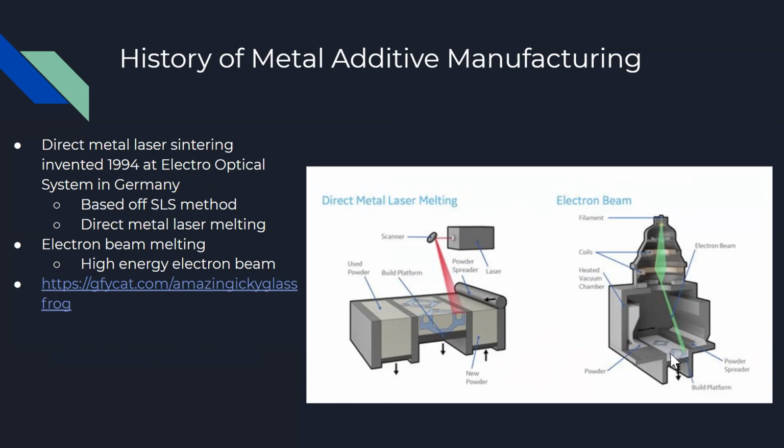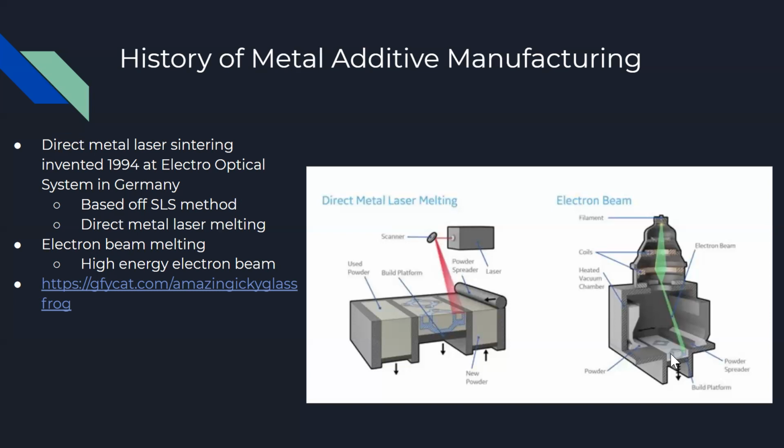Direct metal laser melting is a variant of the sintering method, as we previously discussed. Whether you do sintering or melting usually depends on the material being used. Some metals have much higher melting temperatures, so you're going to use sintering. And those that have lower melting points, you might use the melting method instead.